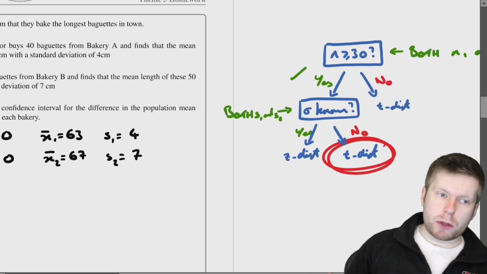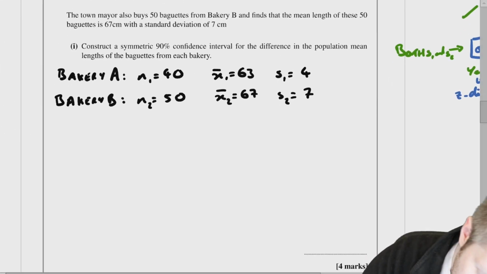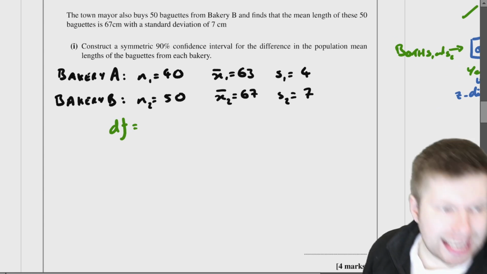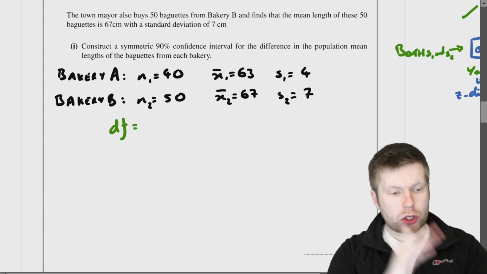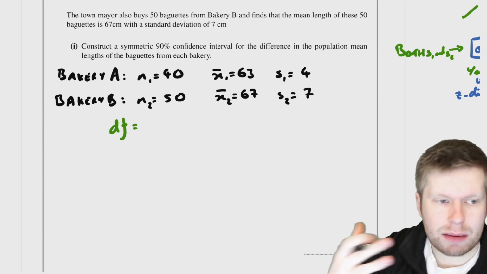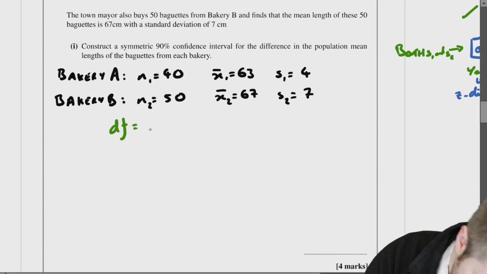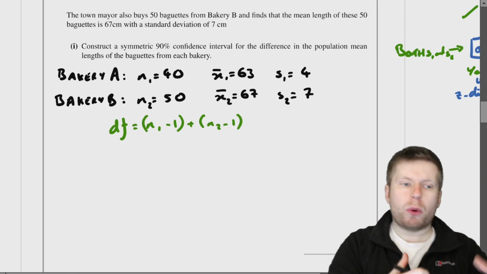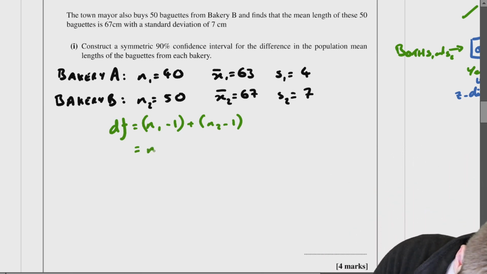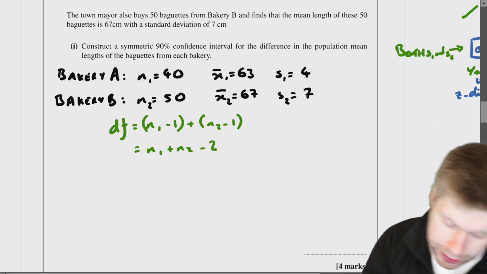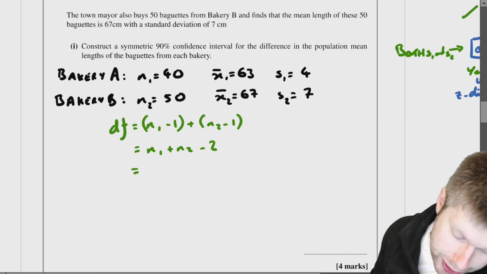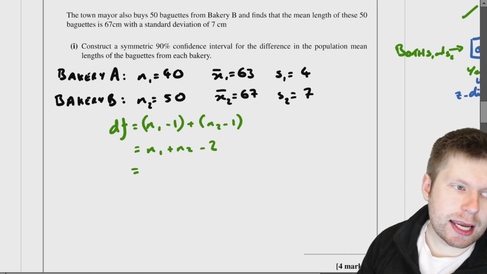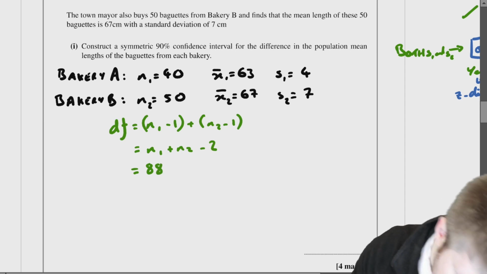Because I'm going to be using the t distribution, I need to calculate the degrees of freedom. The way I calculate it is slightly different for 2 samples, because it's not just n minus 1. It's going to be n1 minus 1 added to n2 minus 1. In other words, it's the degrees of freedom for both of these samples added together. Or if you prefer, you can write that as n1 plus n2 minus 2. In this case, n1 is equal to 40, n2 is equal to 50, that's 90, take away 2, that's going to be 88. So I've got 88 degrees of freedom there.